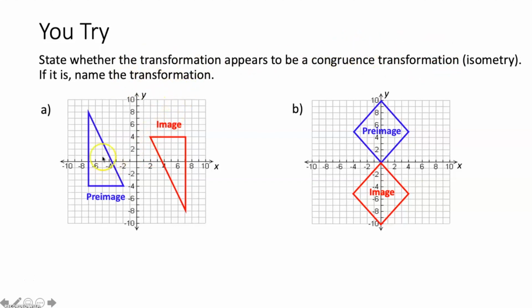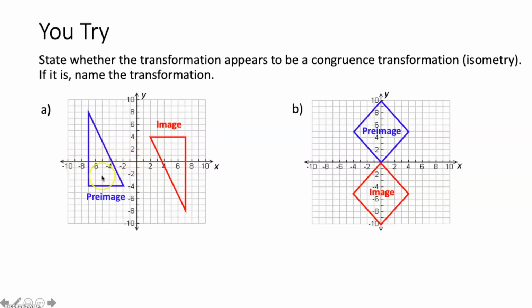Well, there's actually two ways you could get from this pre-image to our image. One would be a 180 degree rotation about the origin. If you were to rotate this blue pre-image 180 degrees about the origin right here, you would end up with this image.